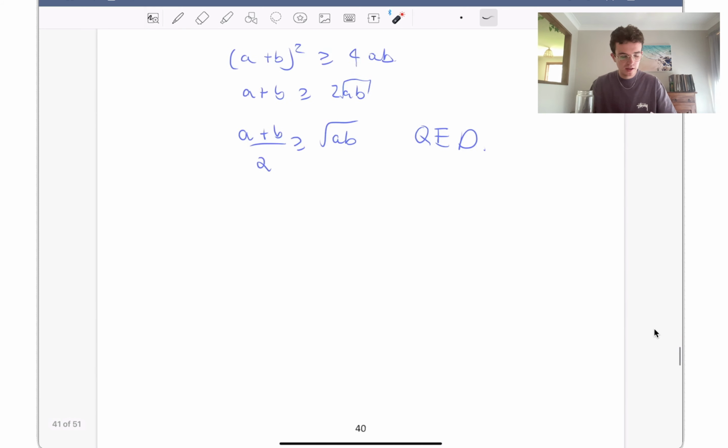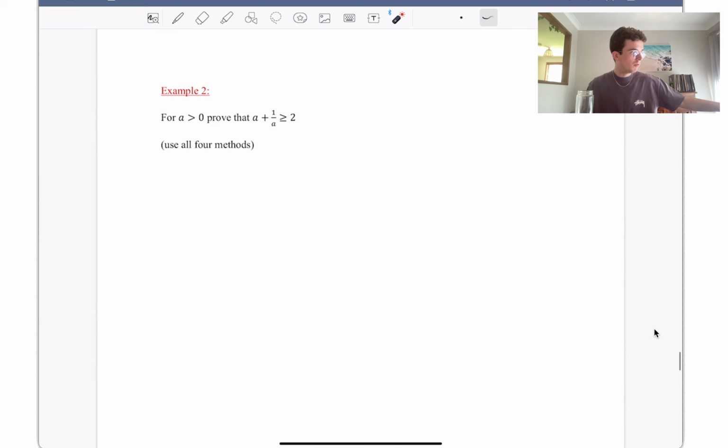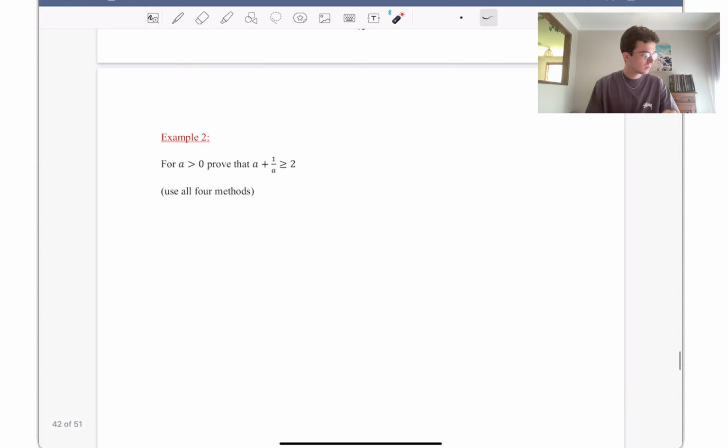Now this one, we're going to do it all 4 ways. Obviously in an exam you're not going to do it all 4 ways, you just need one, but we're just going to show that we can do this many different ways. Alright, so method 1 is to use an axiom that it's greater than 0.